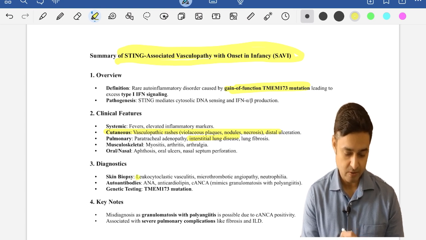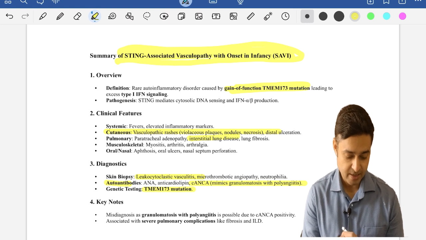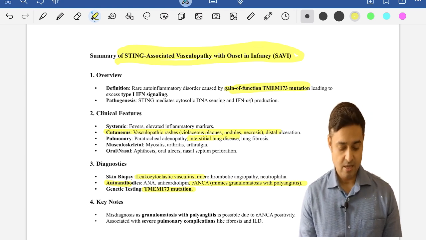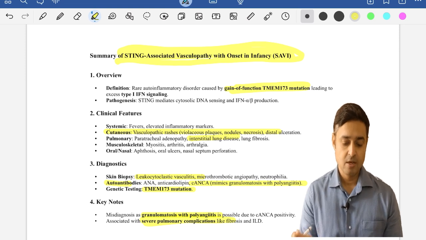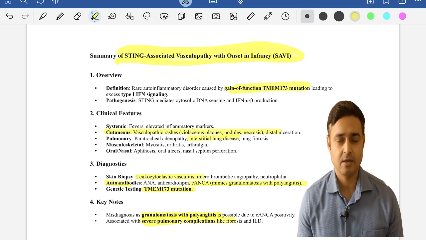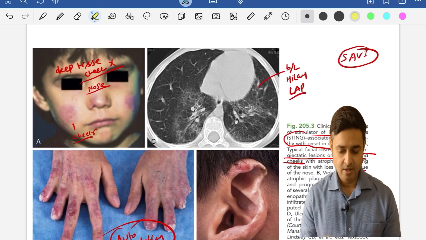Okay, then diagnostic: leukocytoclastic vasculitis, autoantibodies, ANCA, mimics granulomatosis with polyangiitis. Genetic testing shows a TMEM173 mutation, and it is misdiagnosed as granulomatosis with polyangiitis, with severe pulmonary complications. So these 3-4 things you must remember from this disease. Okay, so again this is SAVI.